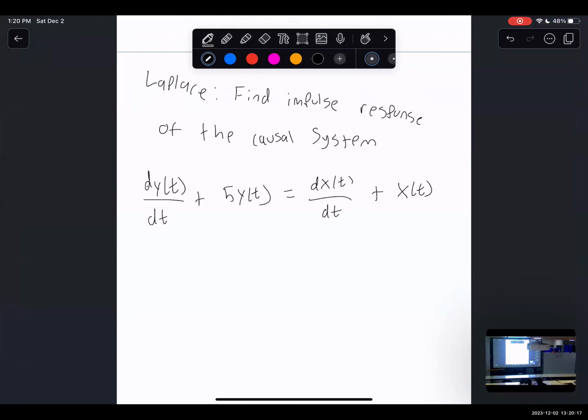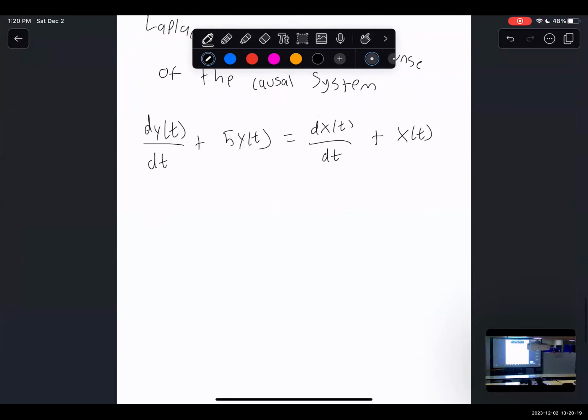Does anybody know what the impulse response is? Even is the Oreo shake. I got impulsed by it. Okay, not when you want an Oreo shake. That's the second impulse response.